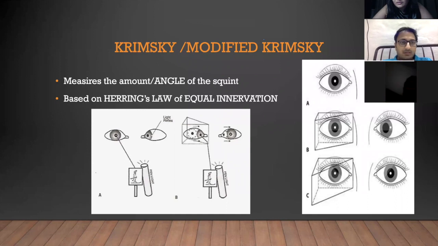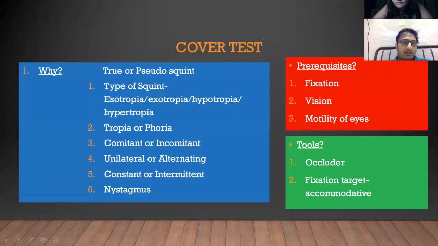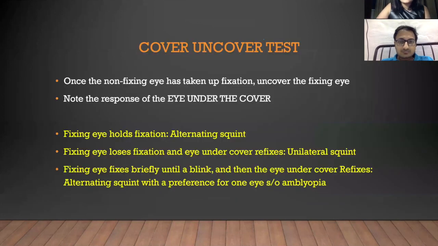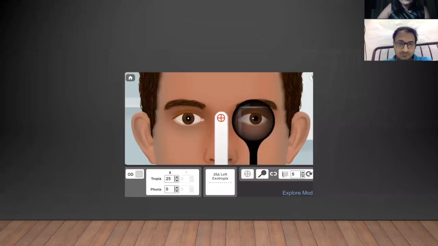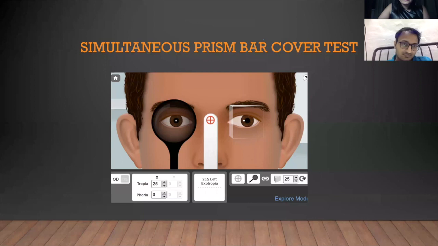Then there are two more questions. Can you explain simultaneous prism bar again? And can you explain microtropia? So simultaneous prism bar cover test is basically to pick up the tropia component. What we are doing in simultaneous prism bar cover test is, say we want to assess only the tropia component. When you alternately cover eyes with prism, you are neutralizing it.